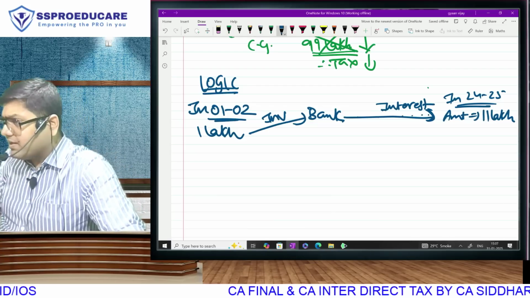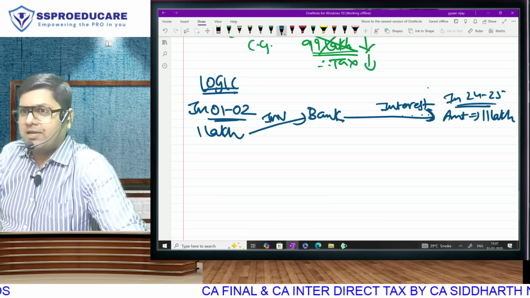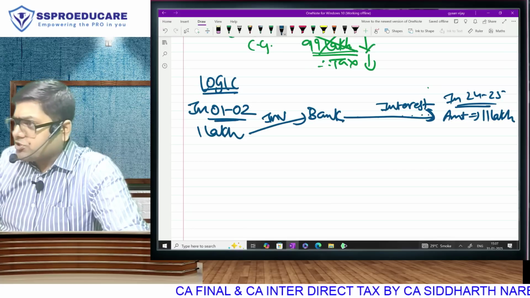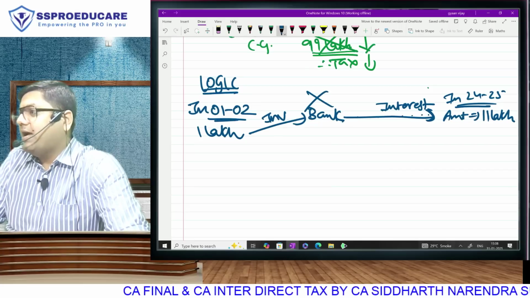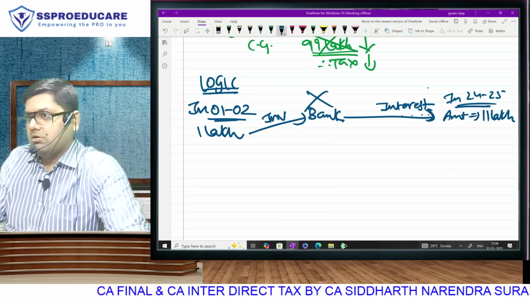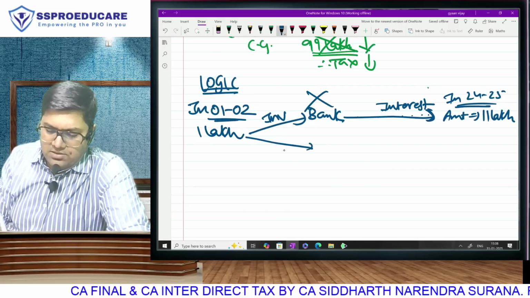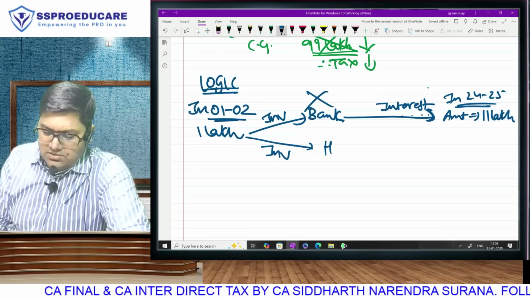Everyone agrees to one thing, that 1 lakh won't remain 1 lakh for 20 years. A bank account will also change it. But I have taken some other decision. I decided not to take this route. Where have I kept my money? Where did I invest this?